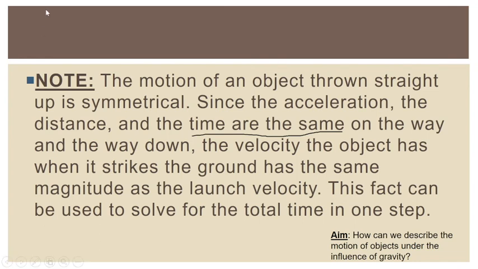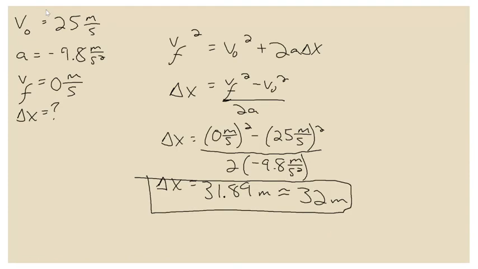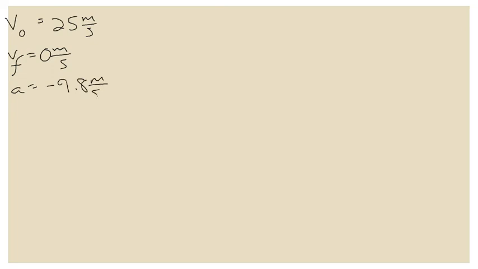Okay, let's do it the least conceptually taxing way first. So they told us here that the initial velocity is 25 meters per second. And we know the final velocity, 0 meters per second. We know that acceleration is going to be negative 9.8 meters per second squared. And we're looking for the time.